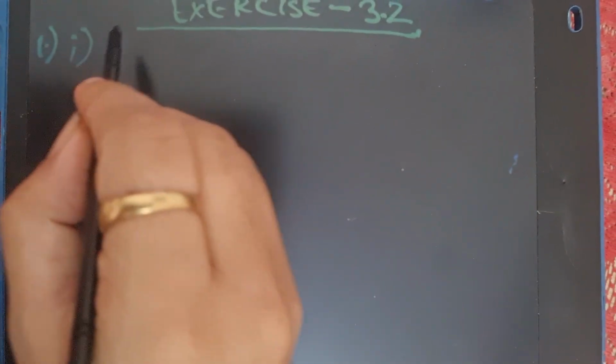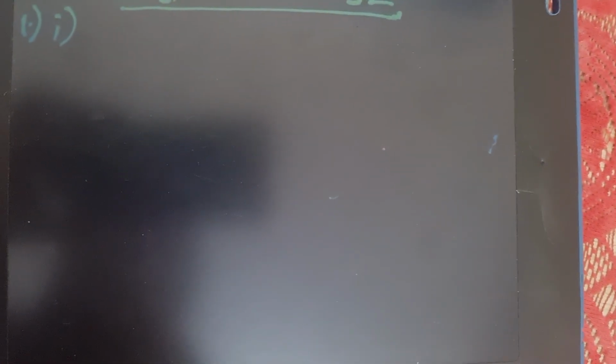Today we will discuss exercise 3.2 of class 10th maths NCERT, and the chapter's name is pair of linear equations in two variables. So first question here: solve the following pair of linear equations by the substitution method.